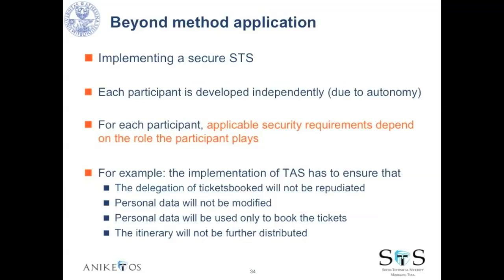So the implementation of TAS has to ensure that the delegation of tickets booked will not be repudiated, personal data will not be modified, it will be used only to book the tickets, and the itinerary will not be further distributed, and so on. For all the security requirements the travel agency service is responsible to bring about, so that participants at runtime actually know what are the things they're responsible to achieve when adopting a given role.